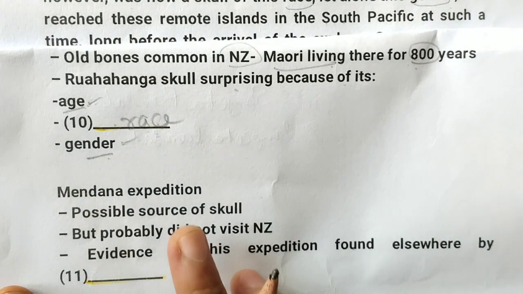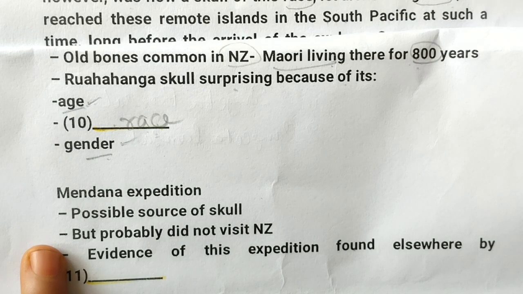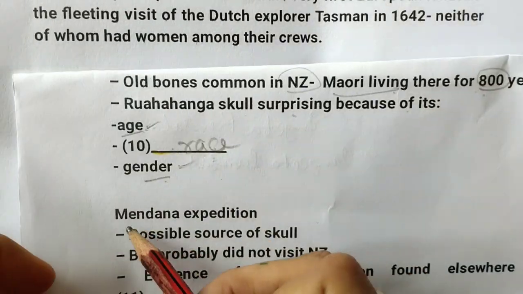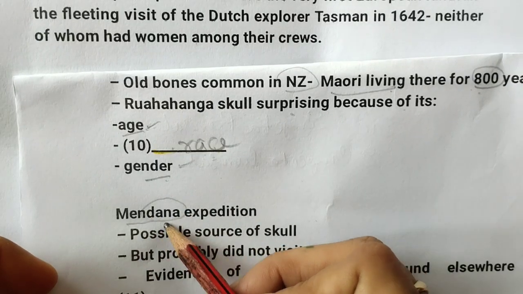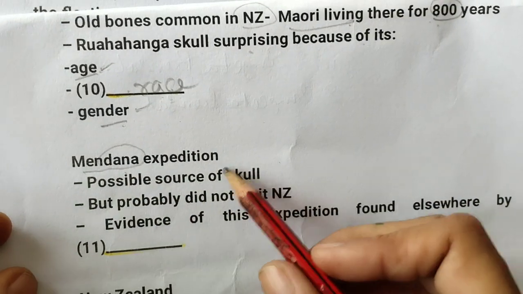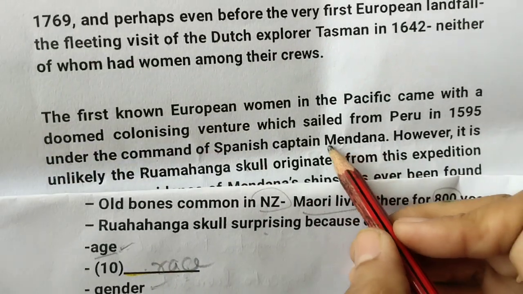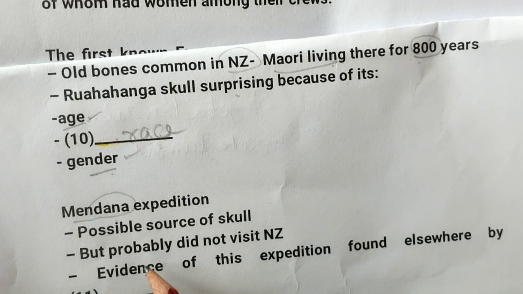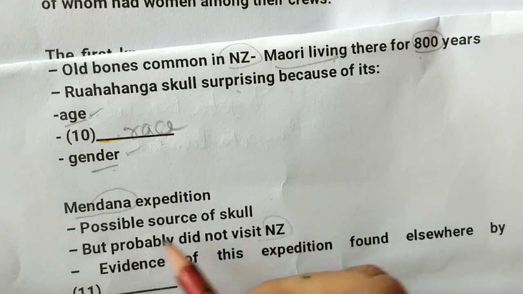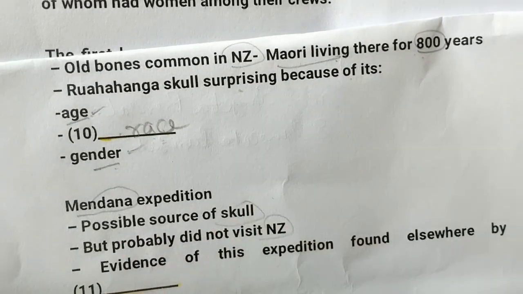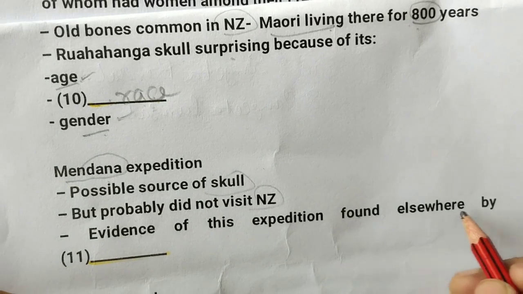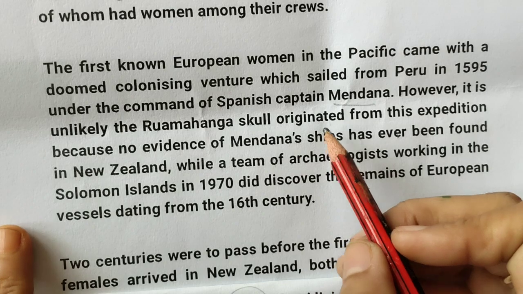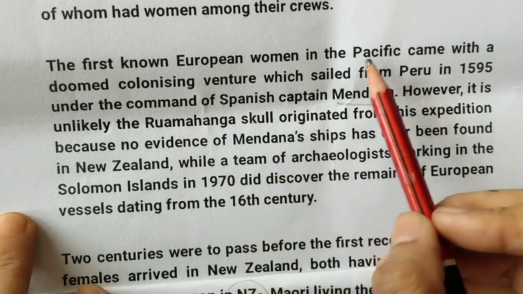Now coming to this Mandana expedition. On the next page, because I was looking for this word first, if we get this location then straight away we will get this location. So Mandana, I can read it here in the next paragraph, but probably did not visit New Zealand. A possible source of skull, evidence of this expedition found elsewhere by some persons. Okay, let's read it.